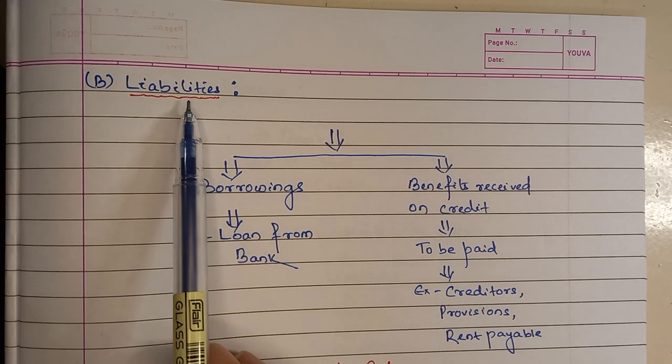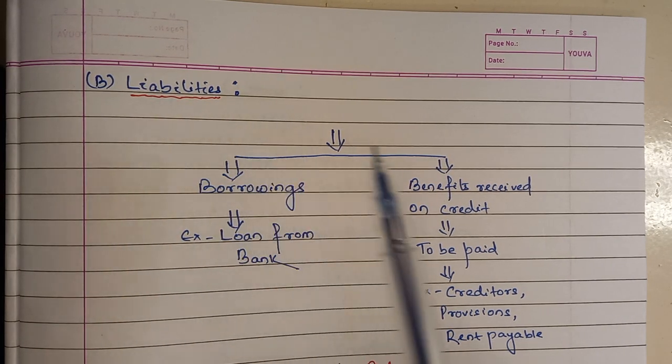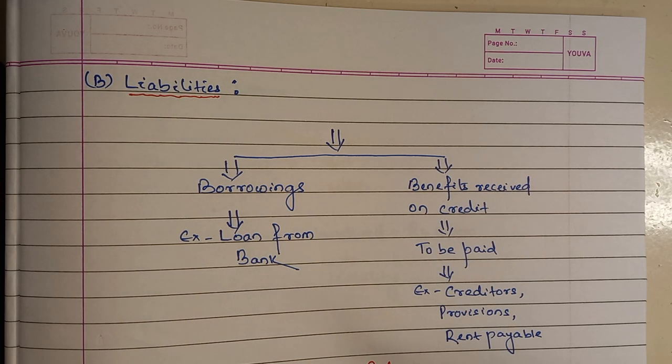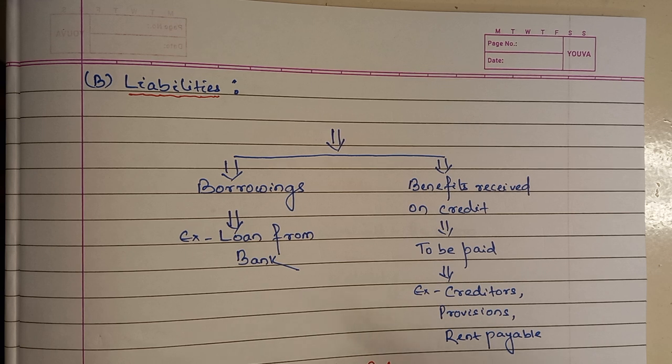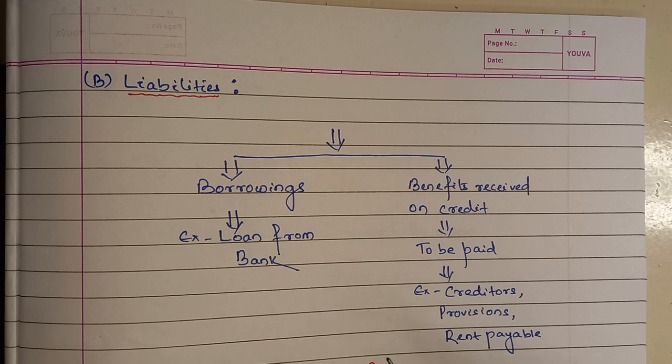Next one is liabilities. What is a liability? Today, as an individual, what liabilities do I have? If I have borrowed money from a bank, that is my liability. If I have to pay an EMI for any loan, that is my liability. If I have used my credit card and have to pay after certain days, that is my liability. If I'm staying in a rented house, I have to pay the landlord, that is a liability.